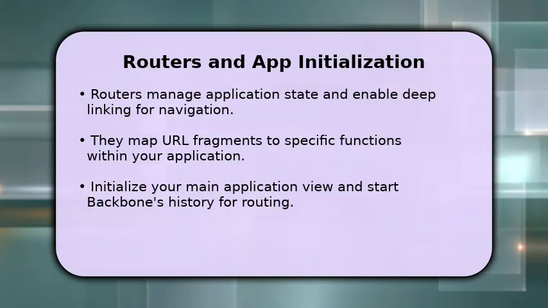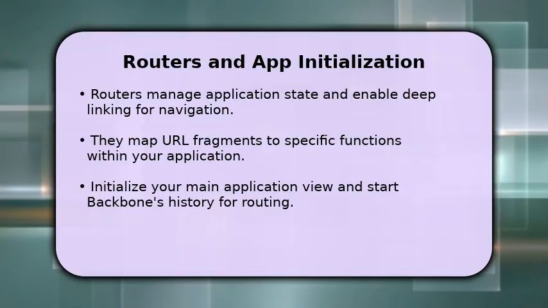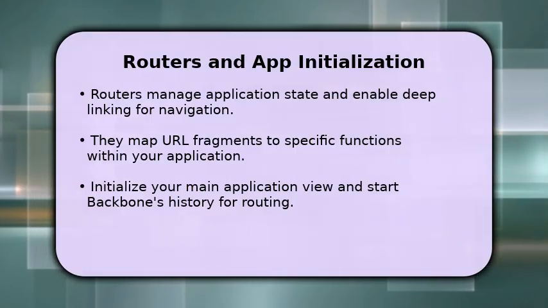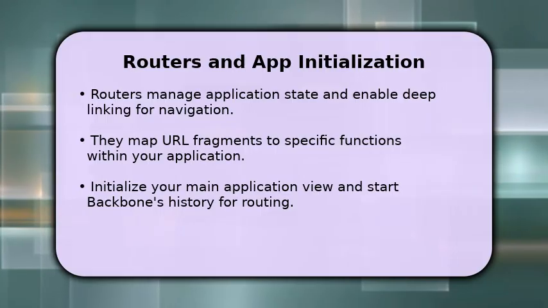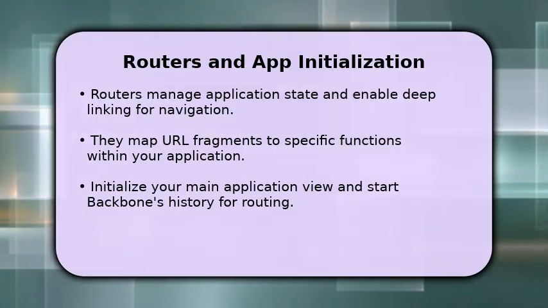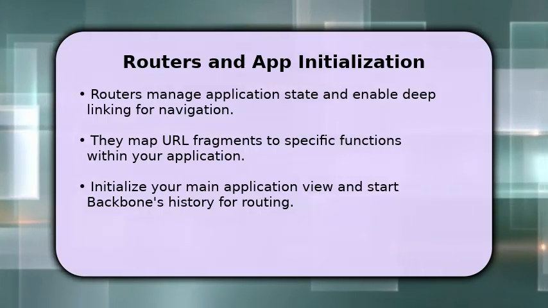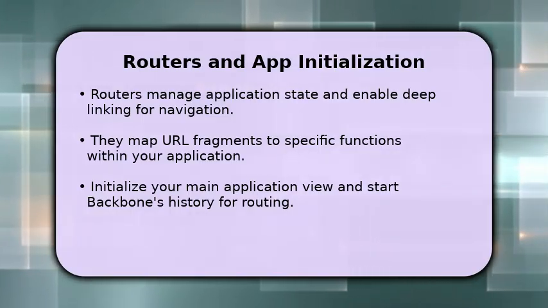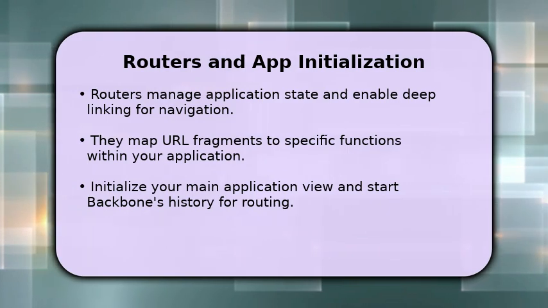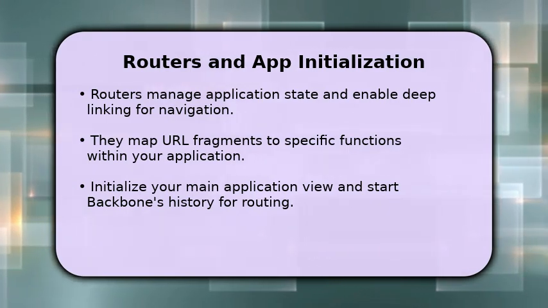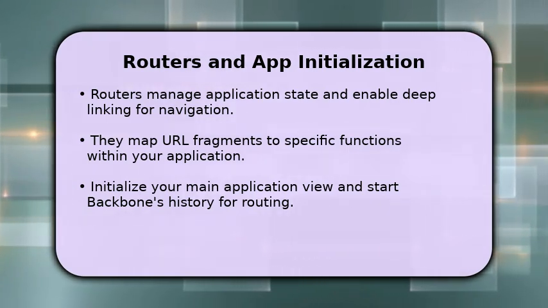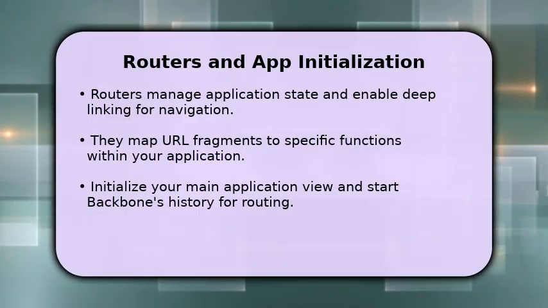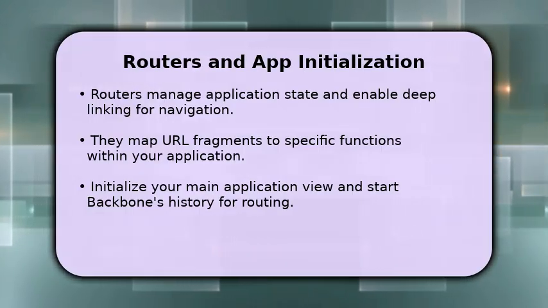Finally, we integrate routers to manage navigation and application state. A Backbone router maps URL fragments to specific actions or functions, allowing for bookmarkable URLs and a single-page application experience. You'll define routes that trigger different parts of your application. To bring everything together, initialize your main application view and then start Backbone.history, which monitors URL changes and dispatches routes accordingly.